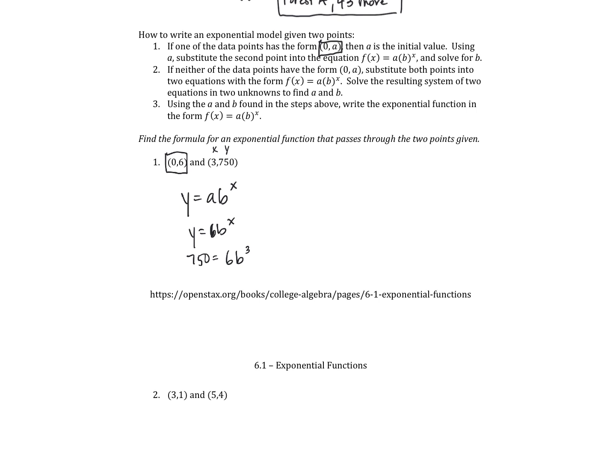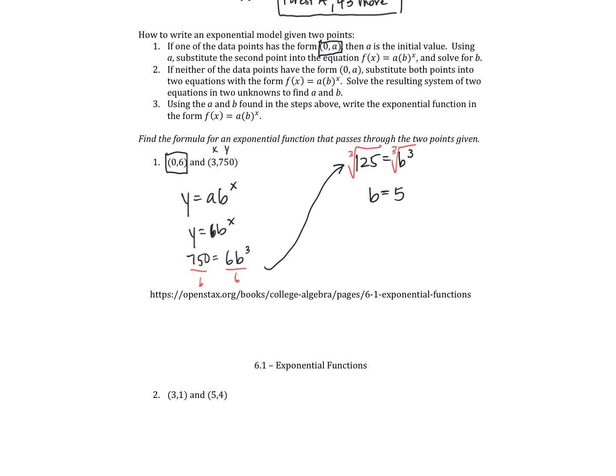And so now you just want to solve for b. So divide by 6. So 750 divided by 6 is 125. So 125 is equal to b cubed. Then you just need to take the cube root. So we need to undo that cube. So cube root both sides. And we get b is equal to 5.